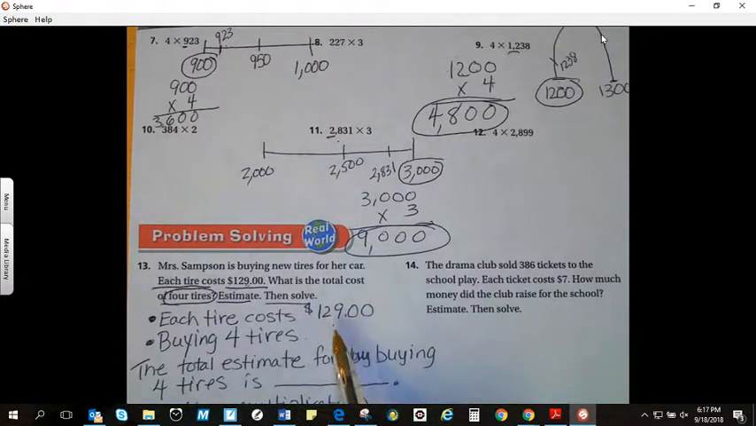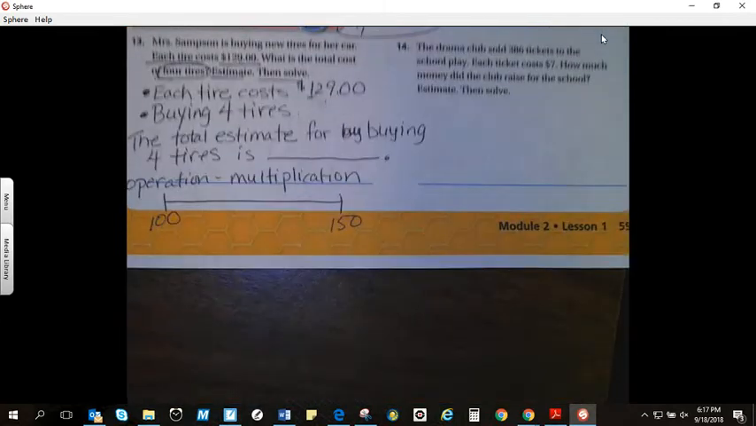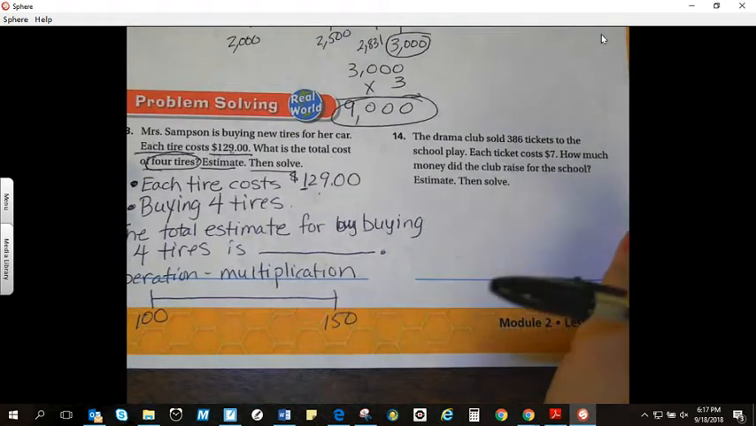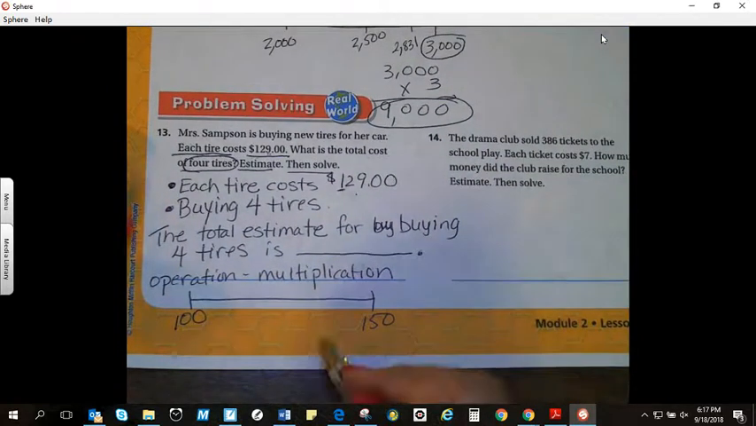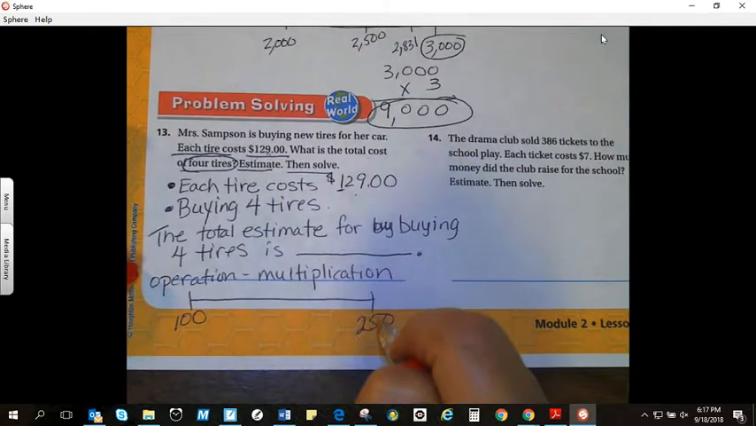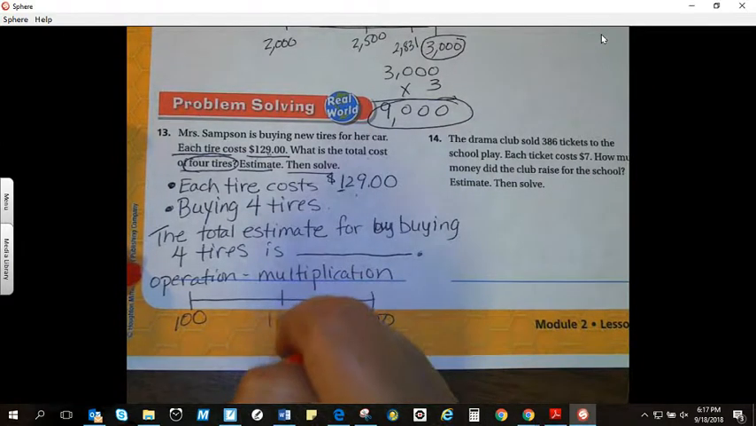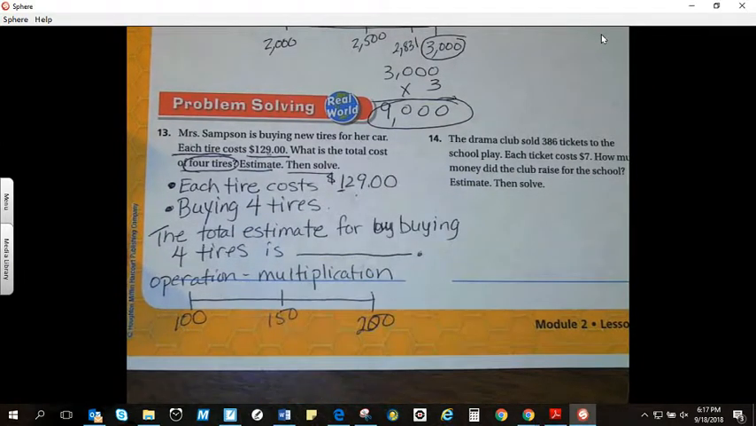And now I need to estimate 129. So I'm going to put it on a number line. I have 100, 200, and the one in the middle is 150. Sorry about that, I was taking a sticker off my table. Okay, so you got that so far? And if you need to pause it, go ahead and pause it.